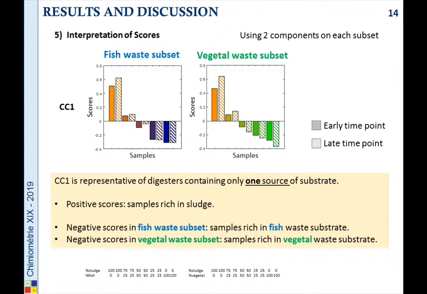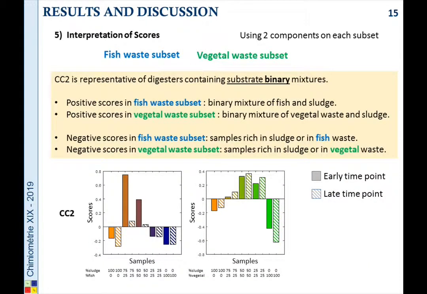So for positive scores, we can see that the scores are related to reactors that contain sludge, colored in orange, while negative scores are related to reactors that contain the co-substrate, either fish waste in blue or vegetal waste in green. Moreover, we can appreciate a small time effect, and this is indicated in the score plots by using a different color pattern: plain color for the early 10 points and striped color for the later 10 points.